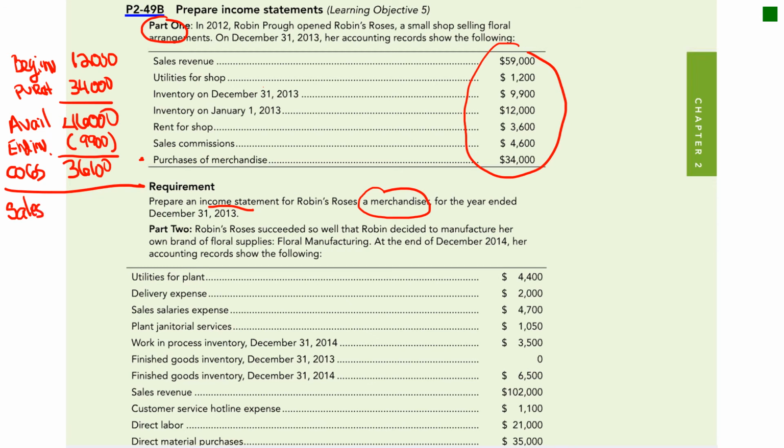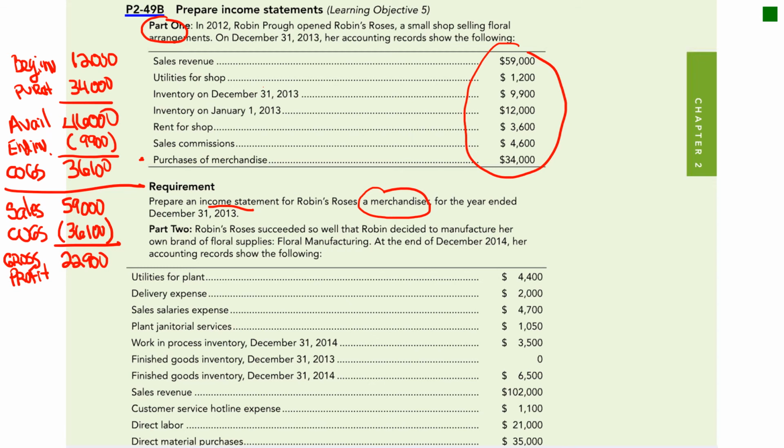our sales revenue. So our sales revenue would be $59,000. So I'm going to write that there. We're going to then deduct our cost of goods sold, which we just determined was $36,100. And of course, you remember that the calculation, sales minus cost of goods sold equals your gross profit, which basically means this is what you're making just on inventory. So in this case, it's going to be $22,900.